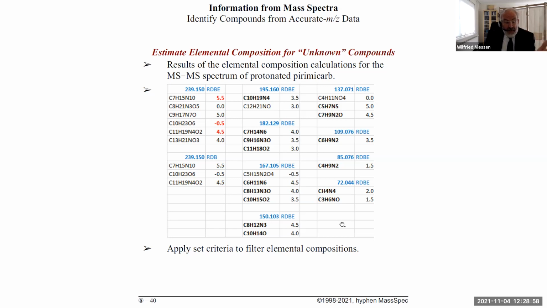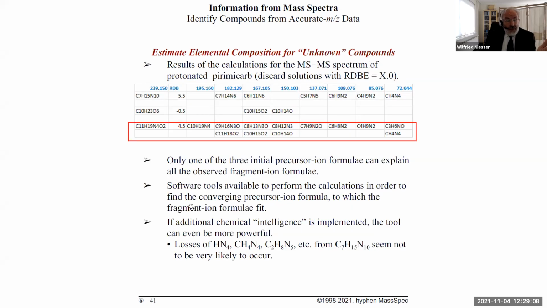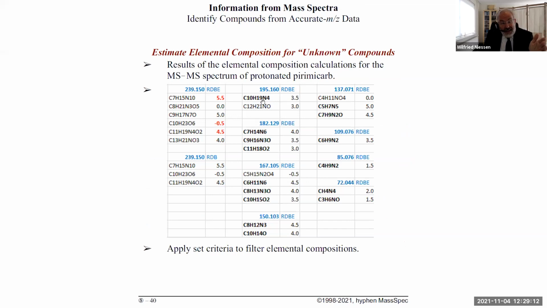And the next step is that I have to find out which of the 3 precursor ions is actually the correct one. So I start seeing whether this particular elemental composition can be taken from this. No, it cannot, because I cannot have a fragment with 10 carbons if I have only 7 in my molecule. It could come from this, it could come from that.